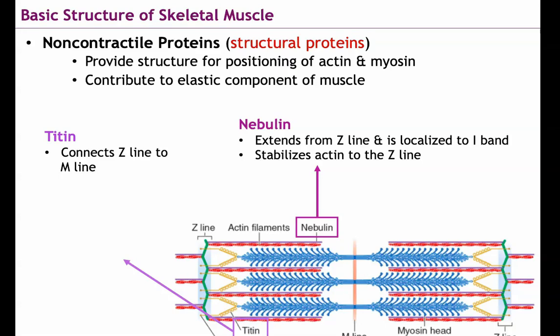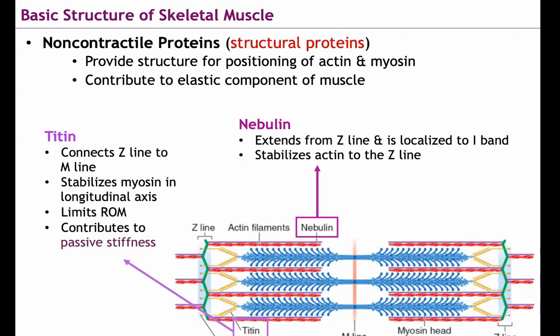So titin, what does it do? It functions as a molecular spring, and it stabilizes myosin. So I'll just put all this up there. Okay, and that's what I would normally ask in class. I would turn to y'all and be like, what does this yellow structure look like? It looks like a spring, and that's how it acts. It's a molecular spring responsible for passive elasticity of a muscle.